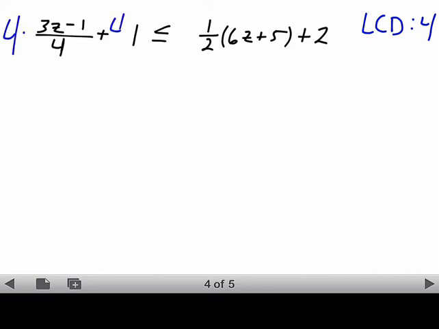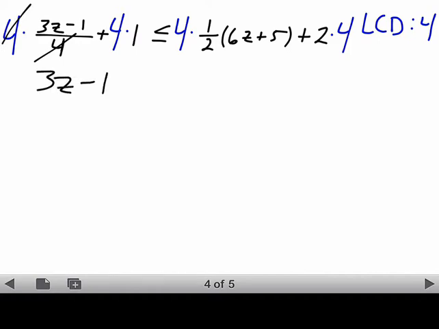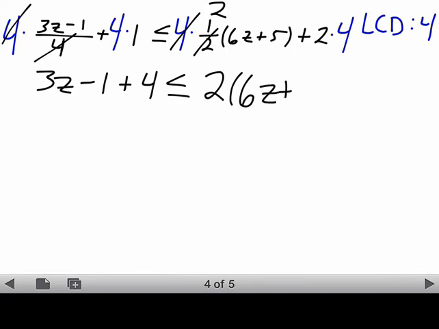Multiplying each term by 4 means that I'm going to have 4 4s, because notice we had 4 terms in our original inequality. When I multiply the first term by 4, it divides out entirely, and I have 3z minus 1. The rest of the multiplication gives me plus 4 is less than or equal to, and then 1/2 of 4 is 2, and 2 becomes a coefficient of the parenthetic term 6z plus 5, and then 2 times 4 is 8. Well, now I have like terms on the left-hand side.